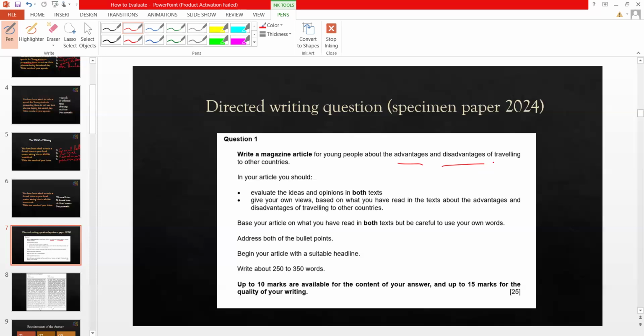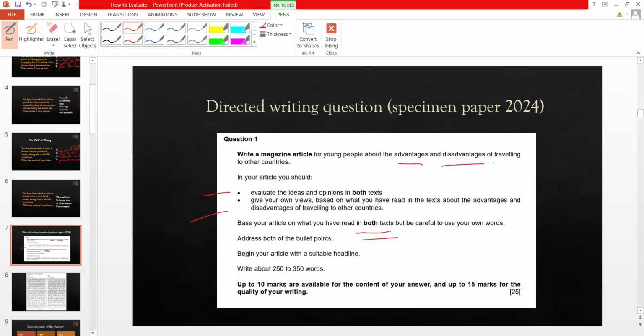Evaluate the ideas and opinions in both texts. This is bullet point 1. Give your own views based on what you have read in the text about the advantages and disadvantages of traveling to other countries. Now, this is the second bullet point. So you make sure that you are covering both the bullet points when you are going to answer.